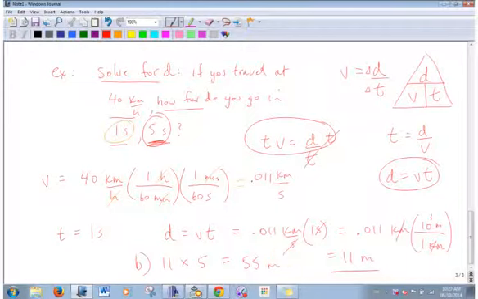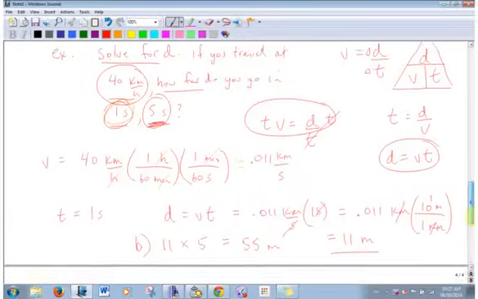In terms of safety, just think about that. If you turn your head for 1 second, even at the slow speed, you've gone 11 meters, right? A lot can happen in 11 meters, right? So keep your eyes on the road.